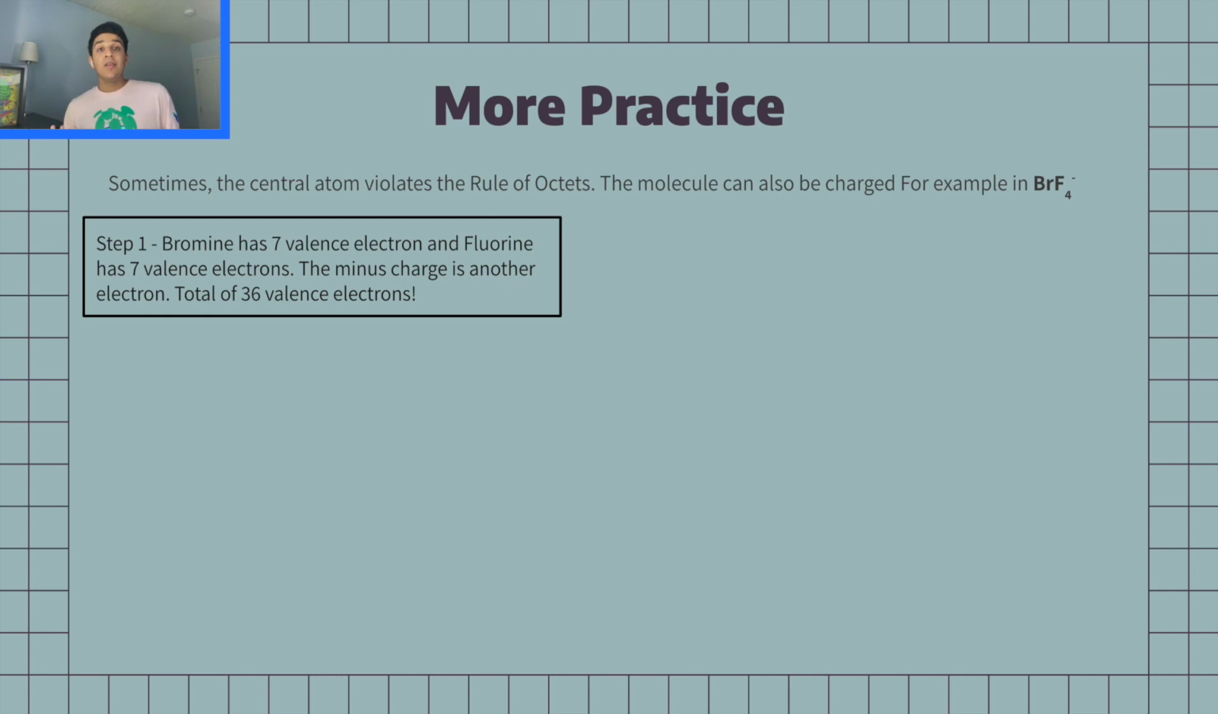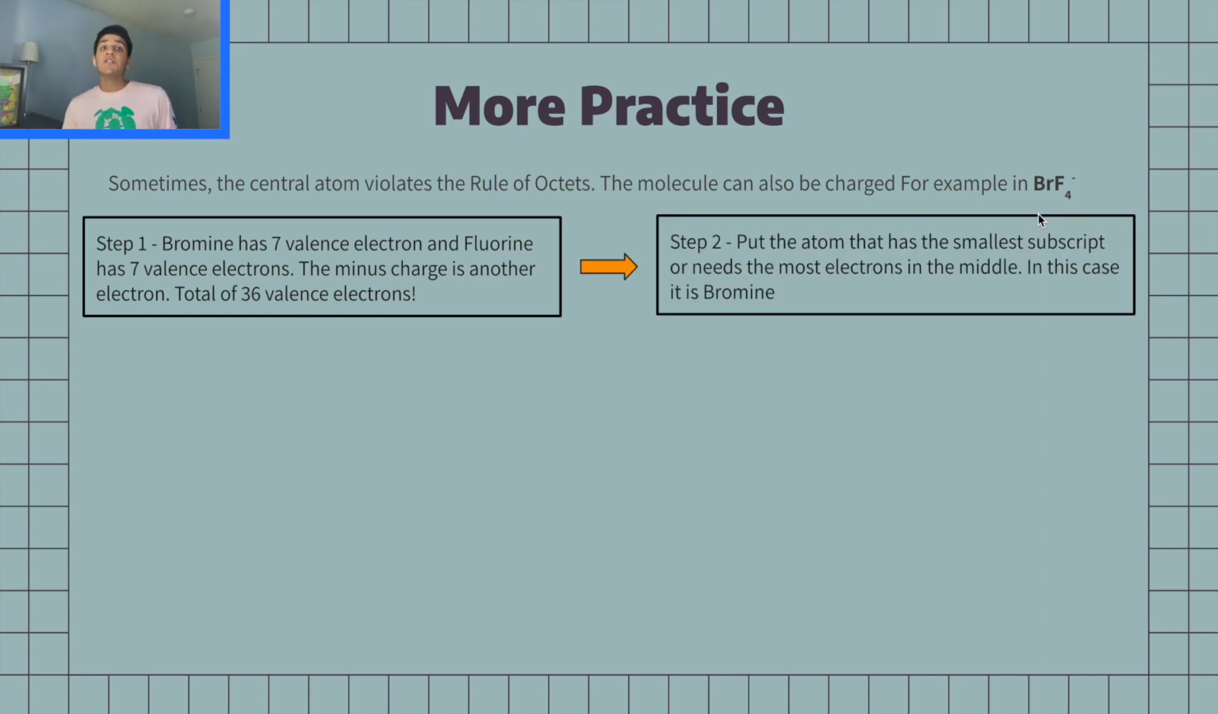So we know bromine has 7 valence electrons and fluorine also has 7 valence electrons. So what we're going to do is 7 plus 7 times 4, because there are 4 fluorines, which is 35. And we're going to add another valence electron because this ion is negatively charged. The next step is to find out which atom goes in the middle, which in this case is bromine due to it having the smallest subscript.